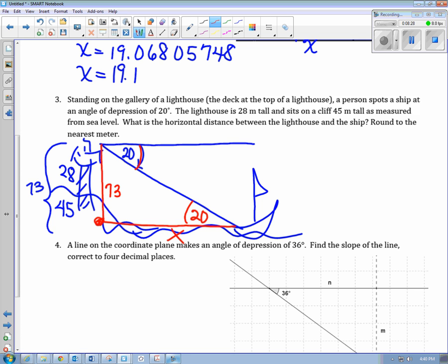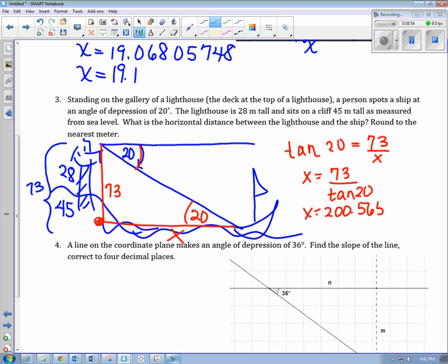So when I go through to solve now, based on the 20-degree angle, I am using the tangent of 20 equals 73 over X. When I go through and cross multiply to solve, I end up with 73 divided by the tangent of 20, which gives me 200.5658516, to the nearest meter of 201.